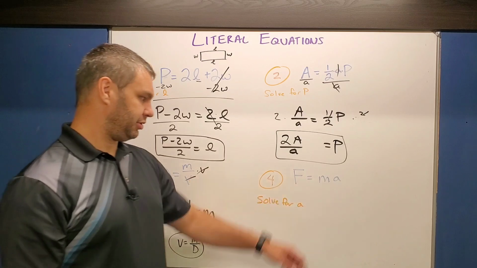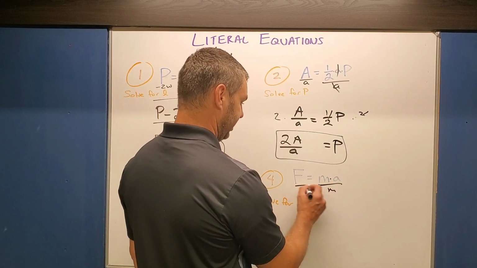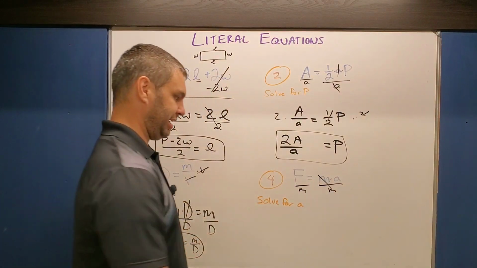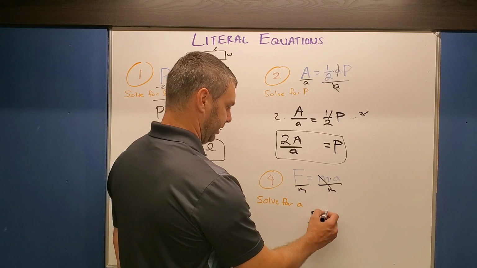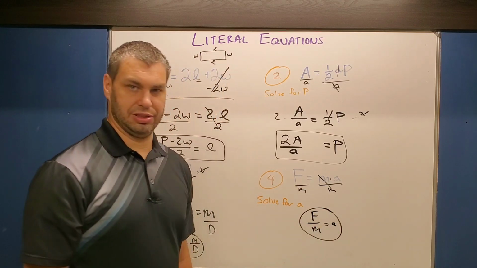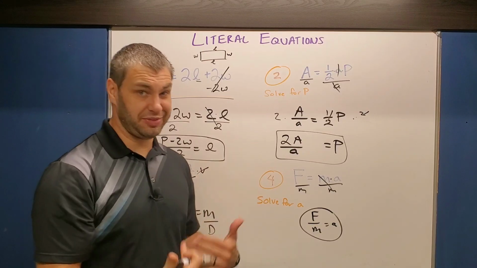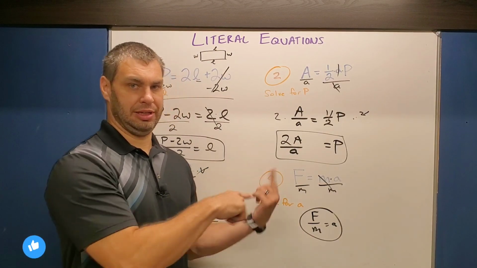All right, last one here, force equals mass times acceleration. We're solving for A, nice easy one. You just have to divide by M. So kind of contrast between those two. This one took 2 steps. This one just takes 1 step. You get F over M equals A. So those are literal equations. You leave your answer still with some of those other variables. You will have multiple variables in your answer, but it's probably going to ask you to solve for one of those, and this is how you do it.